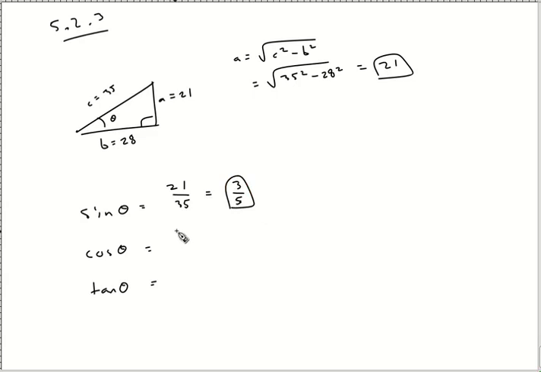Okay. The next one, cosine, is adjacent over hypotenuse. 28 over 35. Again, you reduce it down. This happens to be a 4 over 5. And then your tangent is opposite over adjacent. 21 over 28. This happens to be 3 over 4. Cool. Okay, well, there you go. To get the others, you just flip them.